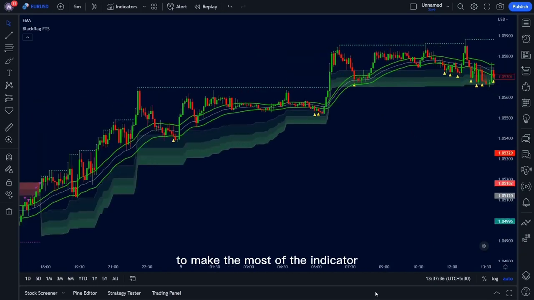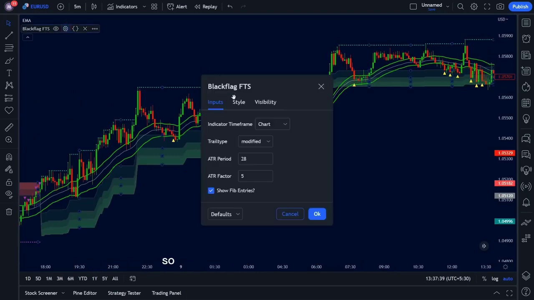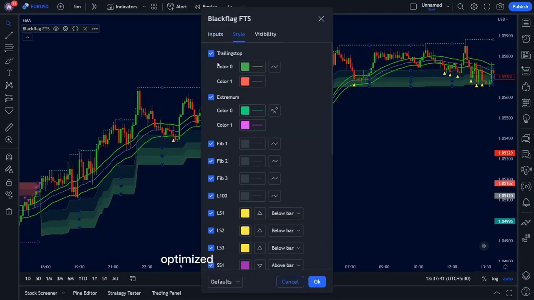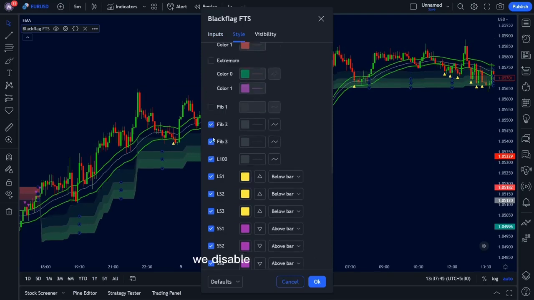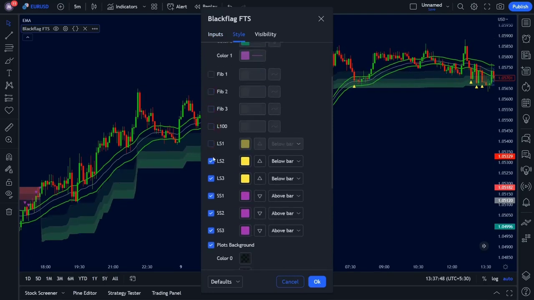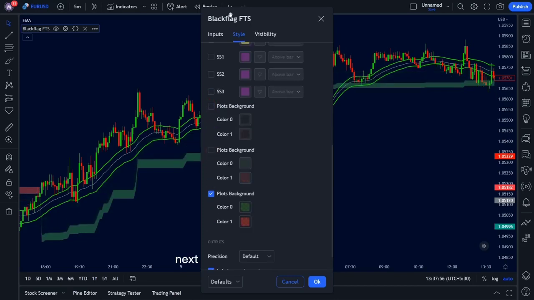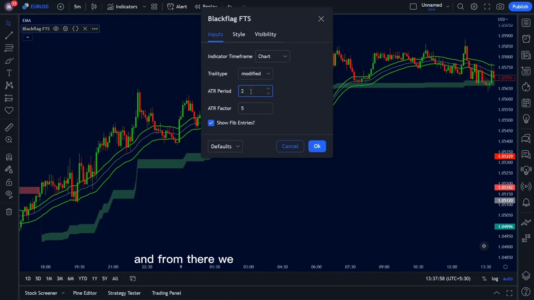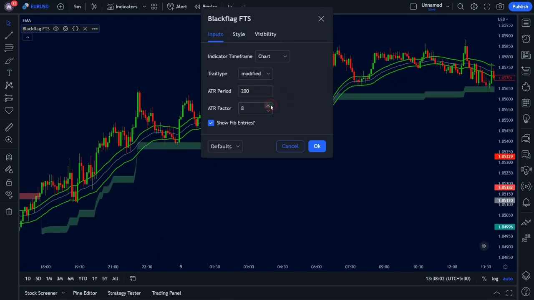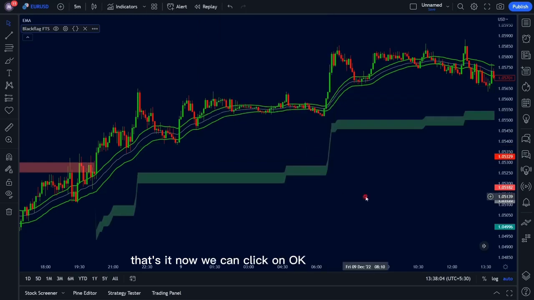To make the most of the indicator, we must open the settings of the indicator and change some things up, so that the indicator can become more optimized and efficient for our strategy. First, in the style tab, we disable the sum option. Next, we move to the input section and from there we change the ATR period to 200, and the ATR factor to 8. That's it. Now we can click on OK and close the tab.